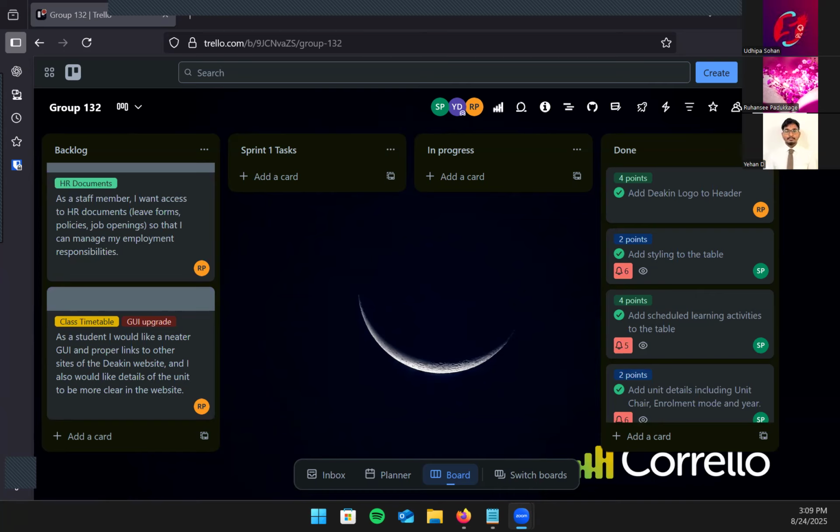Hi, I'm Ruhansee. I work mainly on the UI design and styling of the project. My key tasks were creating a new header section and integrating the university logo and also updating the color scheme to blue to match the university's identity. These changes were important because they gave our project a professional look and improved the usability.